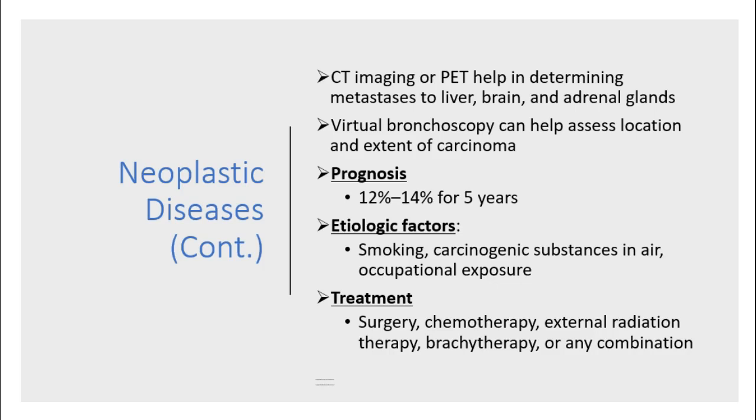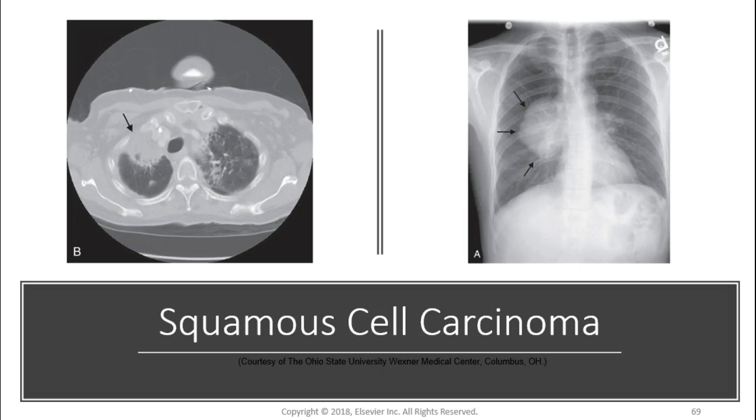And bronchoscopy can be helpful in assessing the location and extent of the carcinoma. So the prognosis is 12 to 14% over 5 years. Not very good, is it? The causes are smoking, carcinogenic substances in air, and occupational exposure. The treatment is surgery, chemo, external radiation, brachytherapy, or any combination, or all the above. Do whatever we can because your rates aren't good.